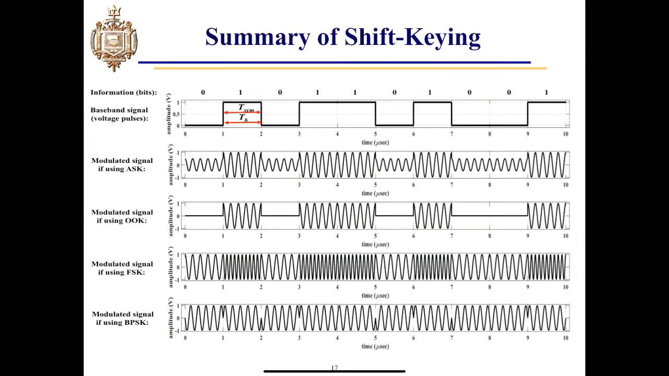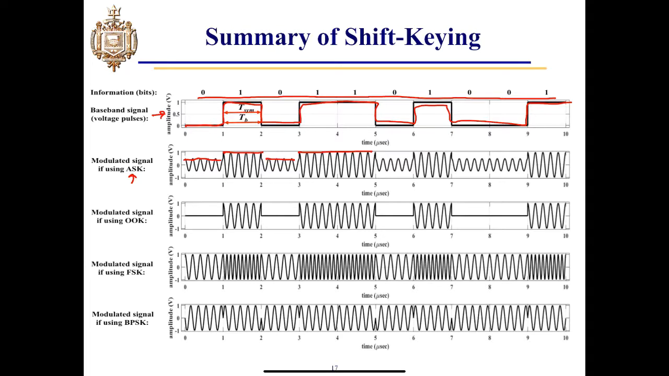Here's a summary of the different shift keyings we've gone over. This is your low frequency signal, the signal that we want to send, the bit stream that we want to send. So here's the digital readout of your signal. If we wanted to modulate the signal using ASK, we shift between 2 different amplitudes. Notice here we have a low amplitude to represent the 0, and a high amplitude to represent the 1, and that just continues. The frequency is the same. The phase is the same.